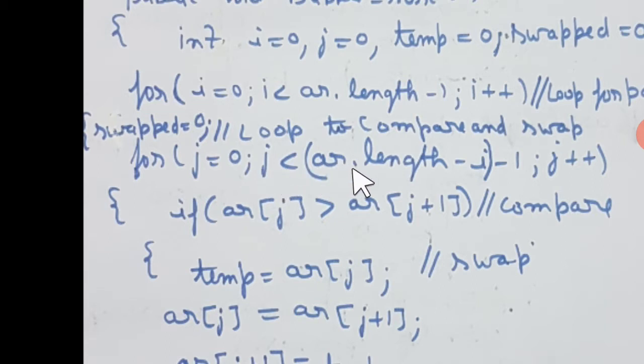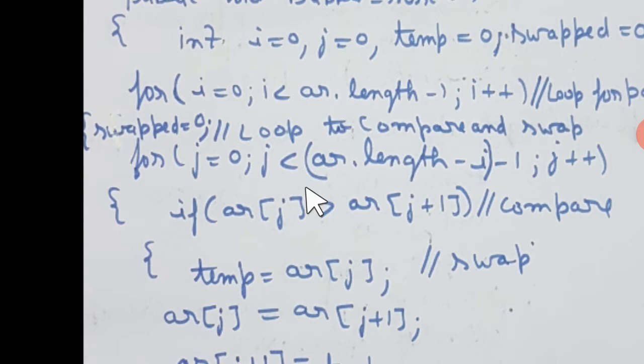How do we get that? arr.length, I have assumed that is 5. 5 minus i, first pass i is 0, so no effect. It is still 5. Then minus 1 is there, so 5 minus 1 is 4, and less than 4 means 3. So it will work for j0, j1, j2 and j3. Alright, I hope you got the reason.